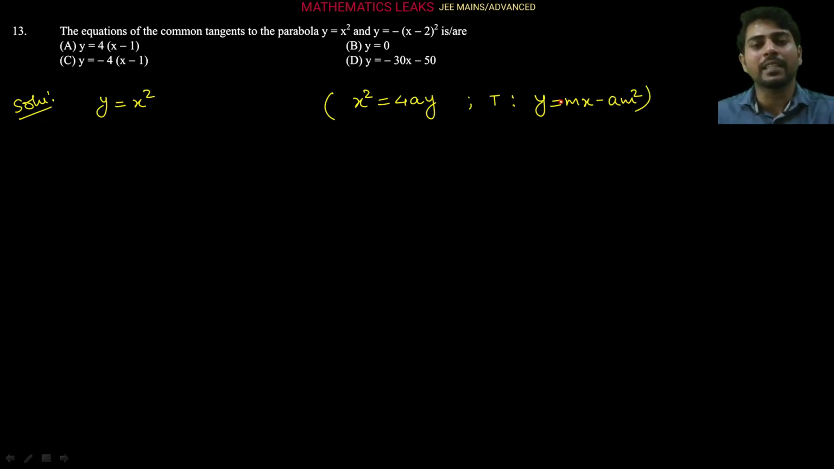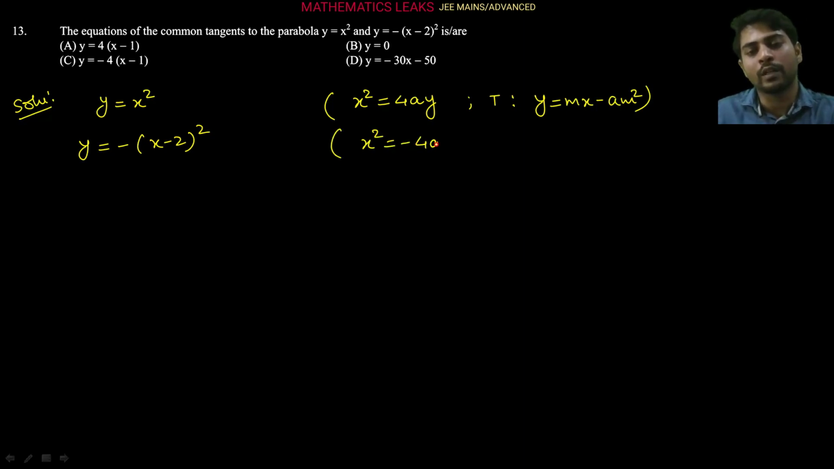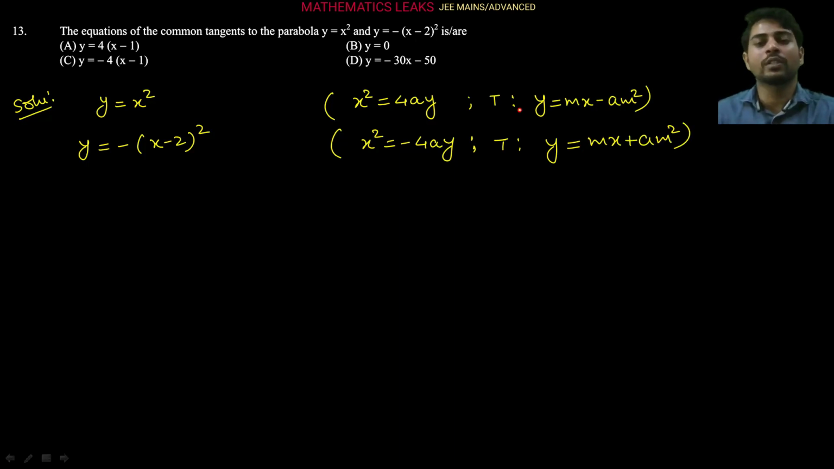And similarly, the other parabola is given here: -(x - 2)² = y. So let's write y = -(x - 2)². This belongs to the family x² = -4ay. In this case, you very well know its tangent equation will be y = mx + am², right? So using these two formulas we can write down their tangent equations.